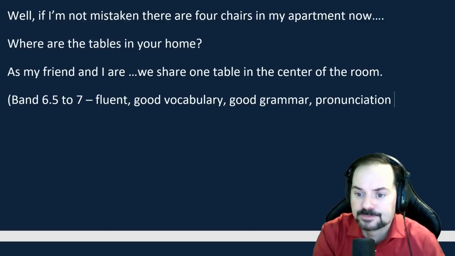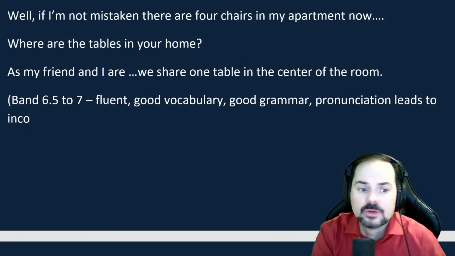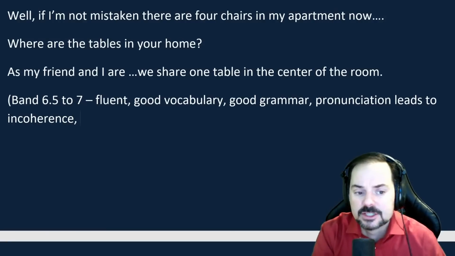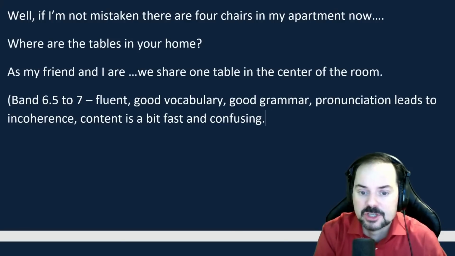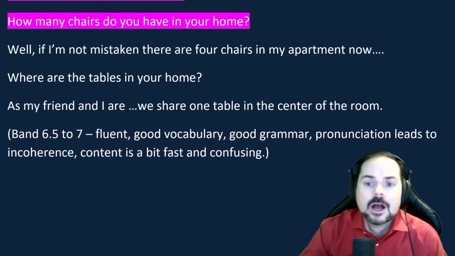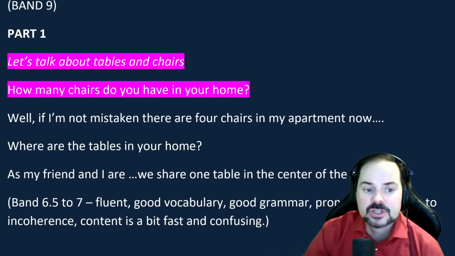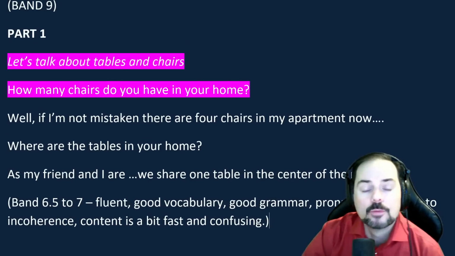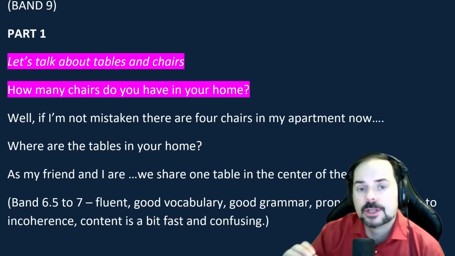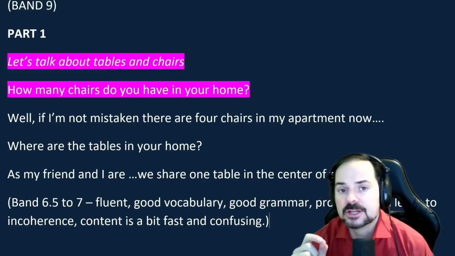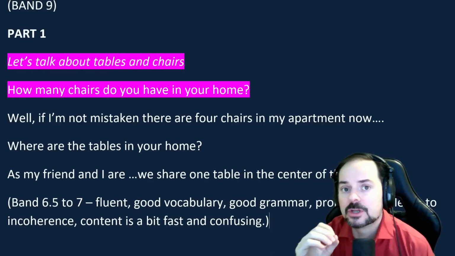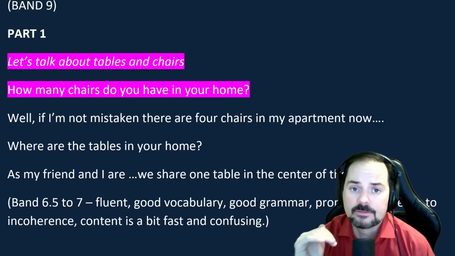So pronunciation leads to incoherence, and sometimes your content is a bit fast and confusing. I'll show you what I mean, okay? Sometimes it's very clear, but you have to make sure you always do that, okay? So when I asked you this question, how many chairs do you have in your home? That was quite clear for me. Fong, I want you to speak a little bit slower in your interview, okay? And focus more on your pronunciation, because even if you're speaking a little bit slower, you're still going to get a really good mark for fluency, okay?